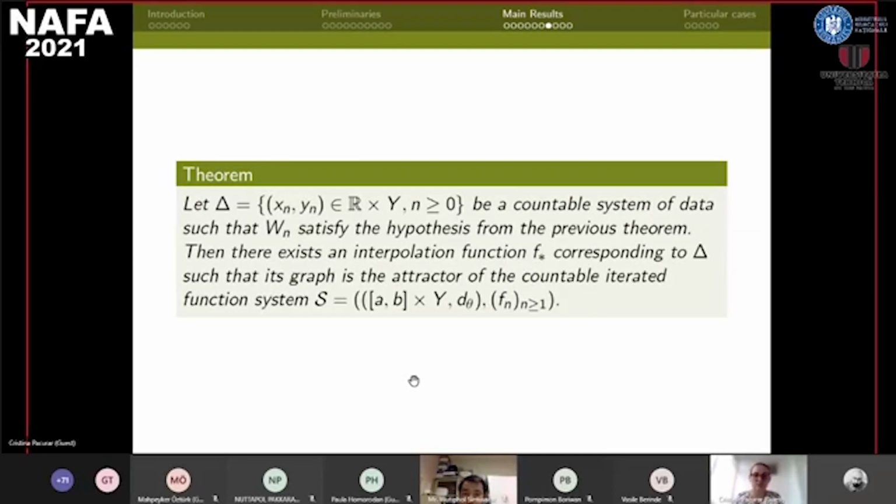Now, considering delta a countable system of data, such that wn satisfy the hypothesis from the previous theorem, which were that wn need to be Lipschitz in the first argument and Rakotch contractions in the second argument, then there exists an interpolation function f star corresponding to the countable system of data delta, such that the graph of f star is the attractor of the countable iterated function system S composed of the metric system AB times y with the metric d theta and the constitutive functions fn.